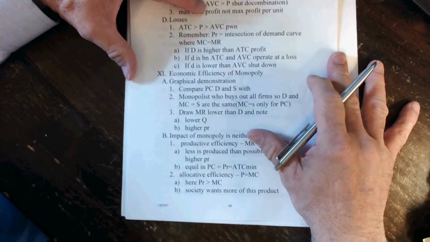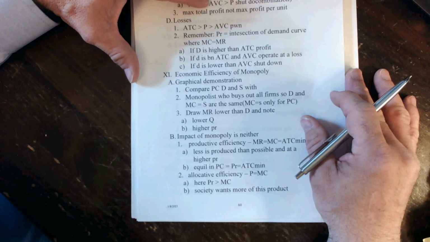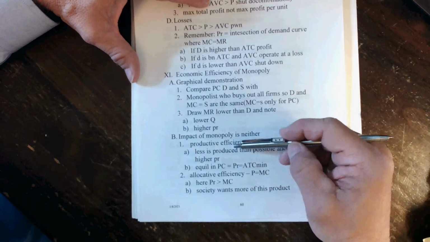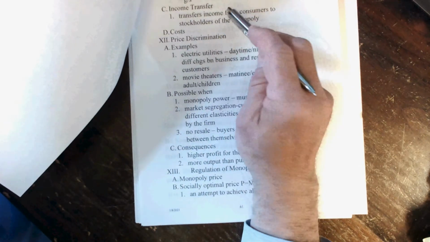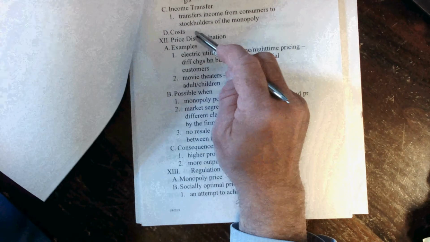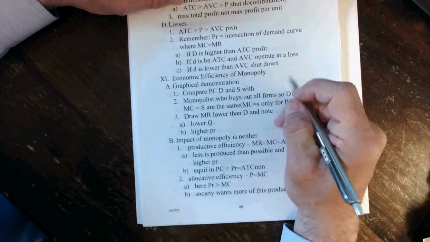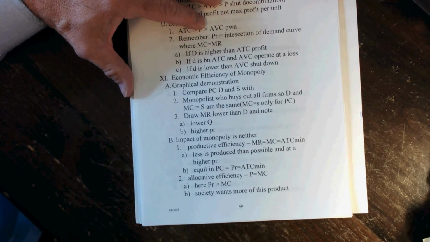An important takeaway of a discussion of monopoly is its lack of efficiency compared to pure competition. Why is monopoly undesirable? We're going to see that it's not efficient because it doesn't result in either productive efficiency or allocative efficiency, and it results in an income transfer to the shareholders of the monopoly, and you'll incur higher costs. Okay, so we're going to graph a monopolist.